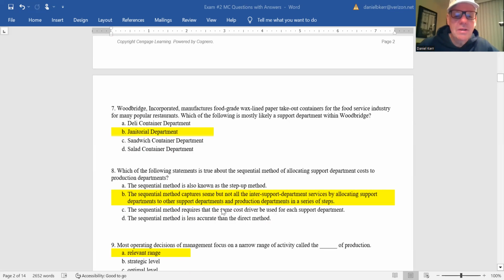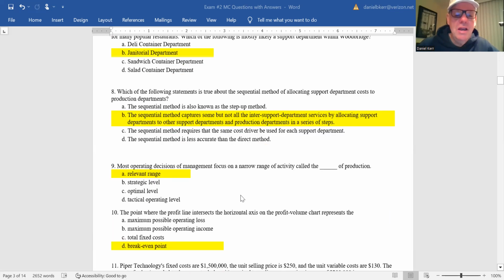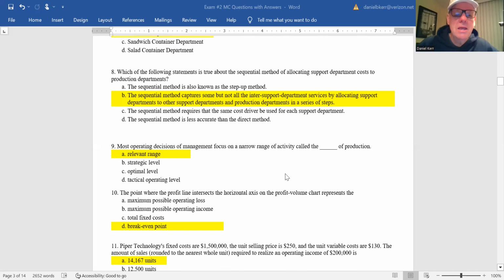Number 9, most operating decisions of management focus on a narrow range of activity, and that narrow range of activity is called the relevant range. Those first 8 questions were from Chapter 5. Now we'll get on to the next 8, which are from Chapter 6, the next 8 are from Chapter 7, and the next 8 are from Chapter 8.